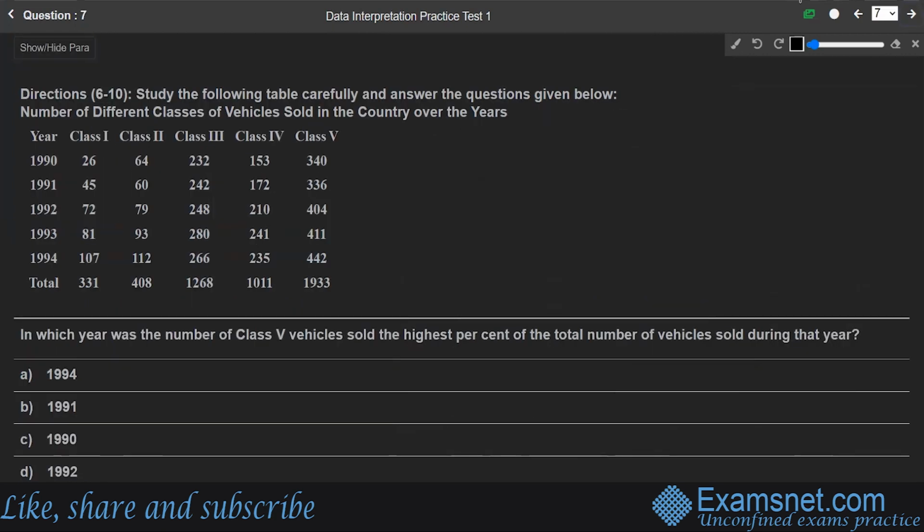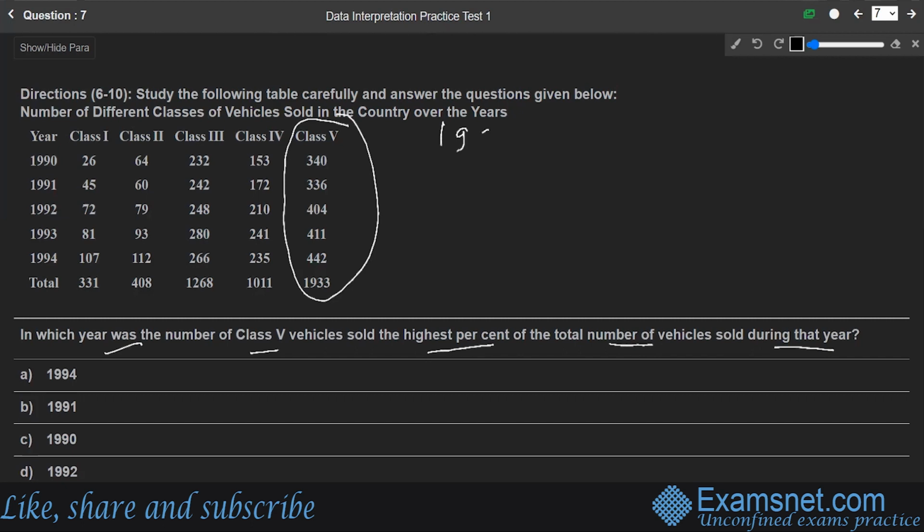Now, for the same data, we have to calculate a different thing. What is the different thing? In which year was the number of class 5 vehicles sold the highest percent of the total number of vehicles sold during the year? So we have to just calculate the data for class 5 vehicles.